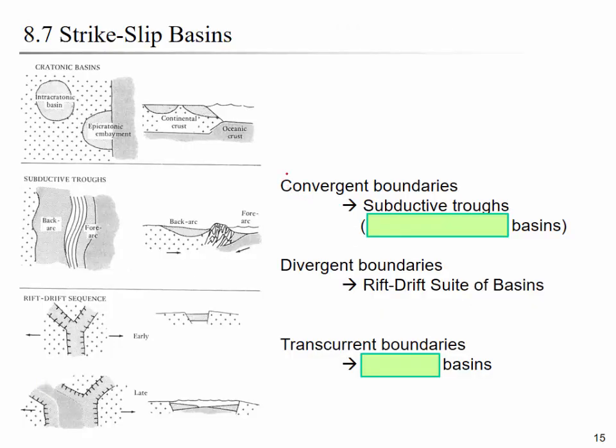And the last type of basin is the strike-slip basin. We talked about the cratonic basin and the subduction-related basin and rift-drift sequence. And these were related to convergent boundaries, like this, the back arc and the fore arc basin, right? And the divergent boundary, rift-drift basin. And the last one is the transcurrent boundary, strike-slip basin. So I can show you the picture later.